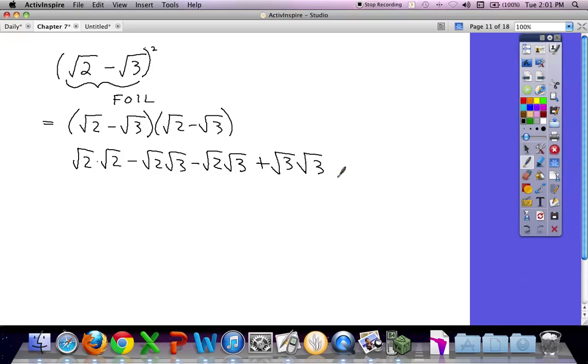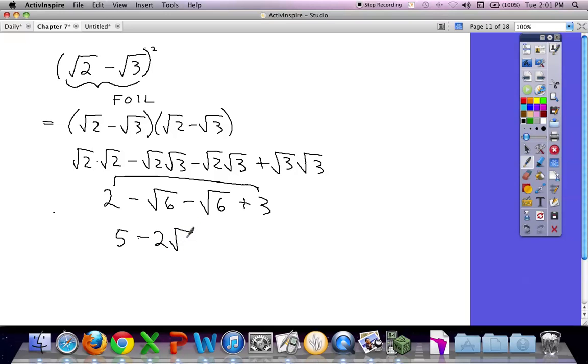Simplify. The square root of 2 times the square root of 2 equals 2. The square root of 2 times the square root of 3 is the square root of 6. Once again, the square root of 6. And the square root of 3 times the square root of 3 is 3. Okay, combine terms where you can. 2 plus 3 equals 5. And negative square root of 6 minus square root of 6 equals negative 2 times the square root of 6.